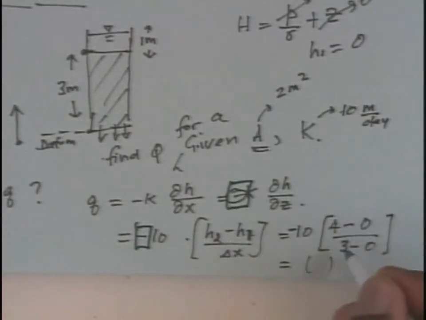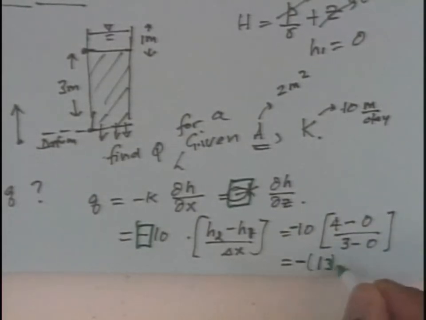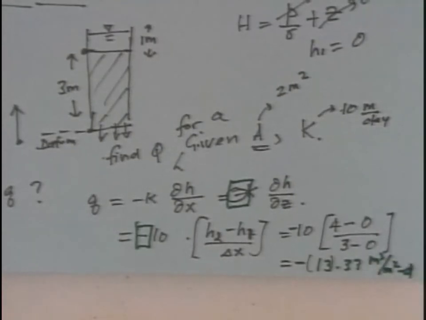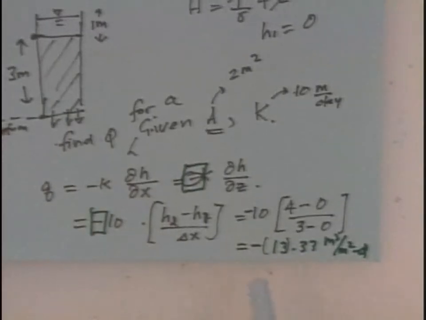So can you do this math? 10 times 40 by 3 is how much? 13 point something. Okay. So it will be negative 13.33. What's the unit? Okay. It might sound silly, but it's probably worth repeating that.